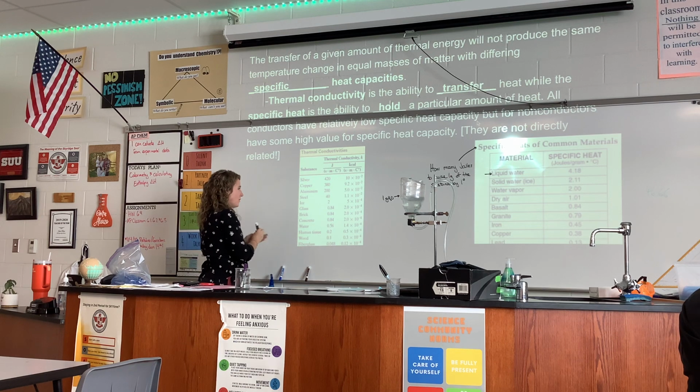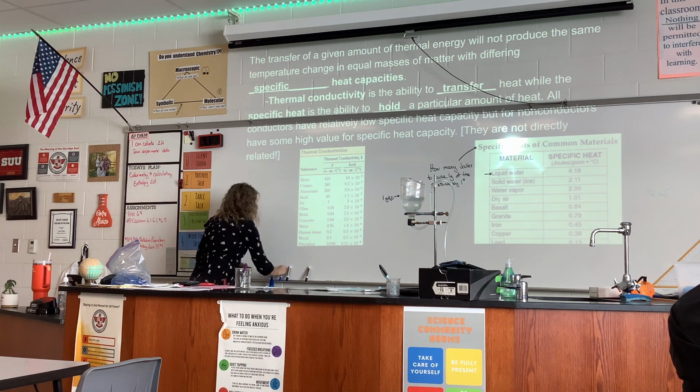Sorry, I drew my block small, so I don't know why I wrote everything else so small. Hopefully you can see that still.